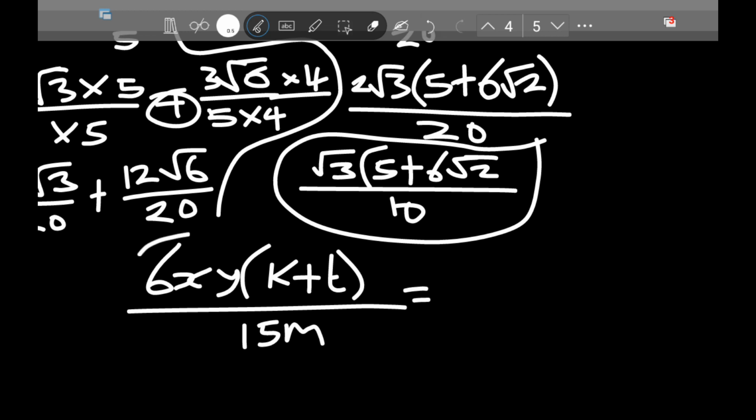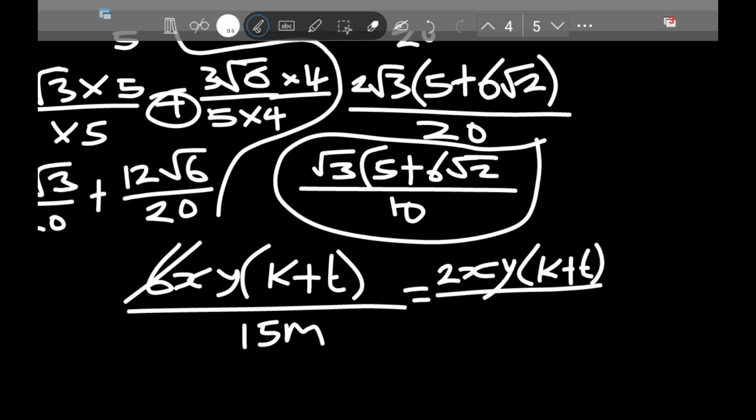Now you need to think of a number that can divide 6 and it can divide 15. If there is a number that can divide 6 and 15, you use it to divide it. If there is not, you just leave it just as you see it, so it won't change. If there's a number, you reduce it. Now there is a number that can divide 6 and 15, which is 3. So how many 3's in 6? It's 2. So write 2xy bracket k plus t. Then how many 3's in 15? 5.